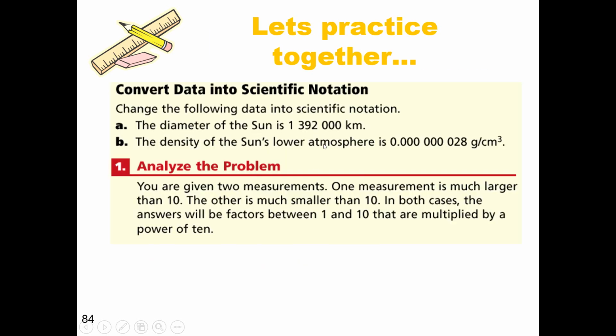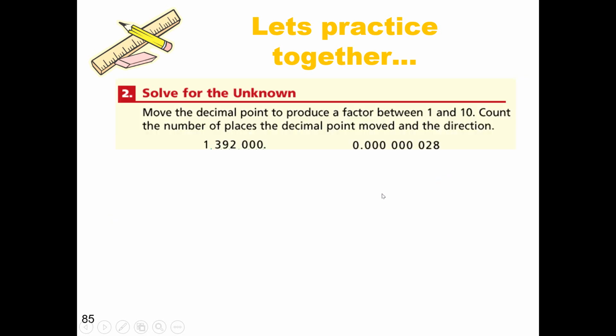So this is another example. We have the diameter of the sun being 1,392,000 kilometers, and we also have the density of the sun. So with these two measurements, if you were to convert them into scientific notation, here is the explanation to do that. We would want to take its natural decimal place. So this is the diameter of the sun. We want to take its natural decimal place, and we want to think about where the decimal should be.